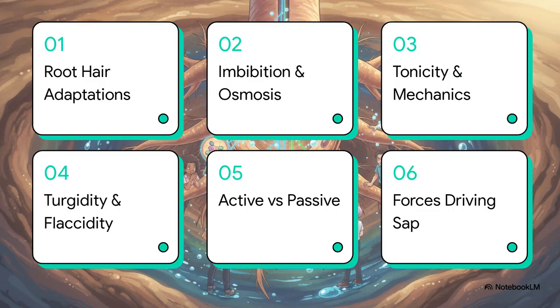First, root hair structural adaptations. Then, imbibition, diffusion, and osmosis. Third, tonicity and cell mechanics. Fourth, turgidity, plasmolysis, and flaccidity. After that, we'll hit active versus passive transport. And finally, the forces driving sap ascent.